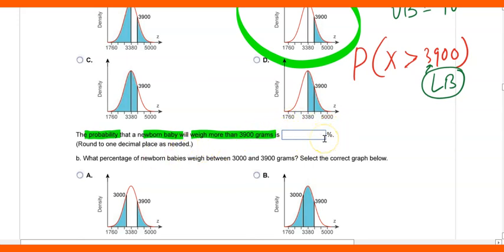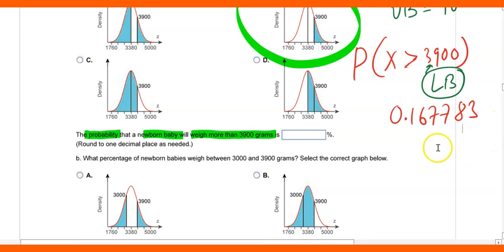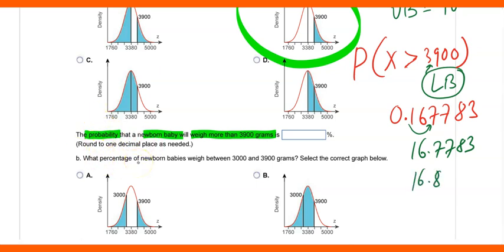But if you see the instruction here, you have to write it in terms of percentage, not the probability. Make sense? The probability is 0.167783, whatever. That's the probability, but you are looking for the probability as a percentage. See the percentage sign here? When you change to a percentage, you move the decimal to the right. It gives you 16.7783. If you round it to one decimal place, this is going to be 16.8%. Therefore, in this box, you put 16.8%.